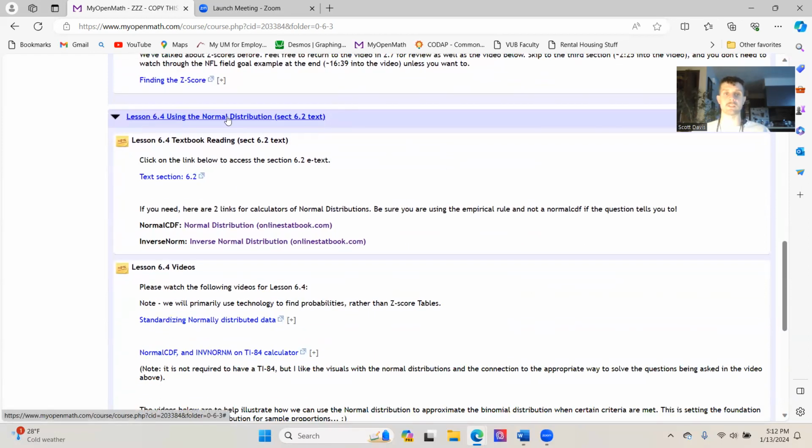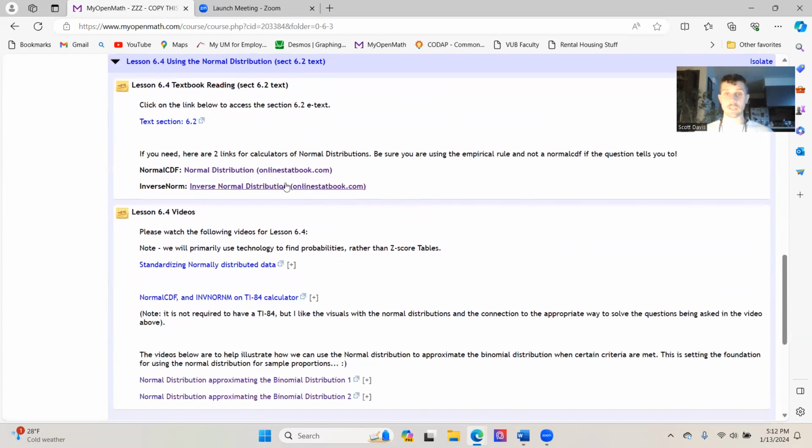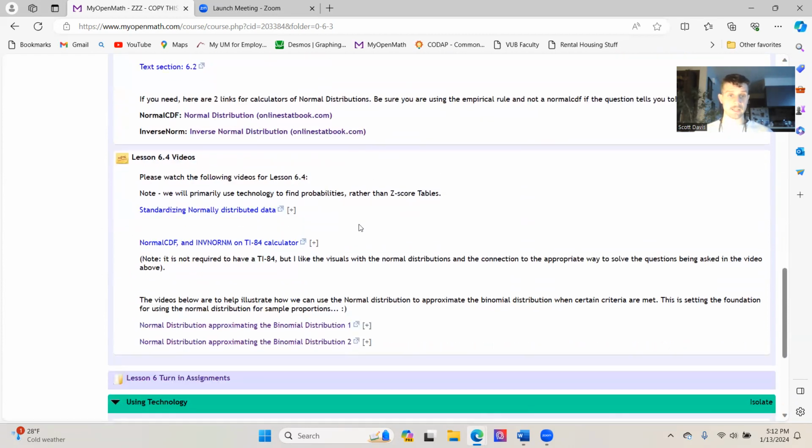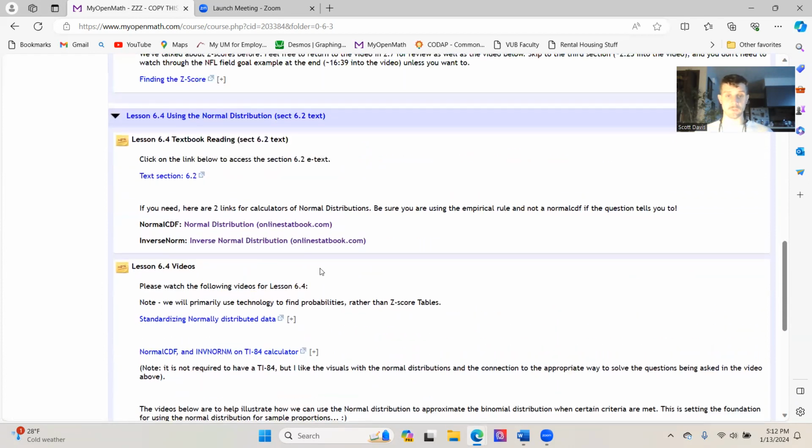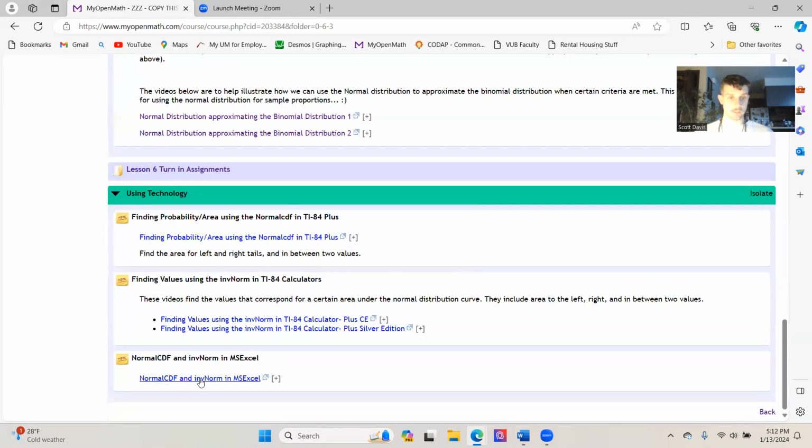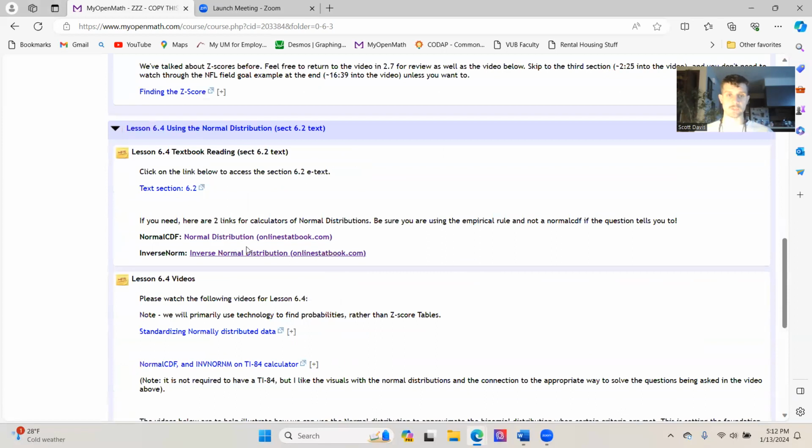So finally, lesson 6.4 is using the normal distribution. So now we've got the distribution. Let's find some actual probabilities. So here are two calculators. If you don't have a TI-84, here's some how to find the normal CDF and inverse norm on a TI-84. If you don't have an 84 or are using Excel, here's some information on Excel. You can use these links here.